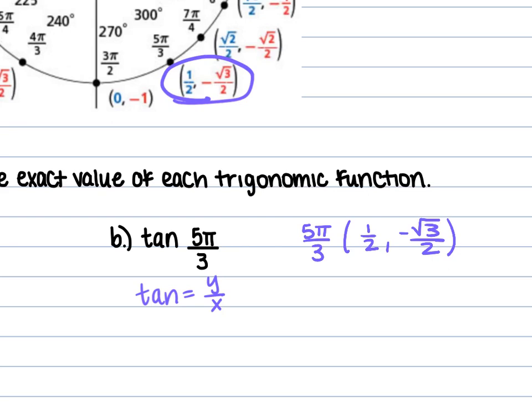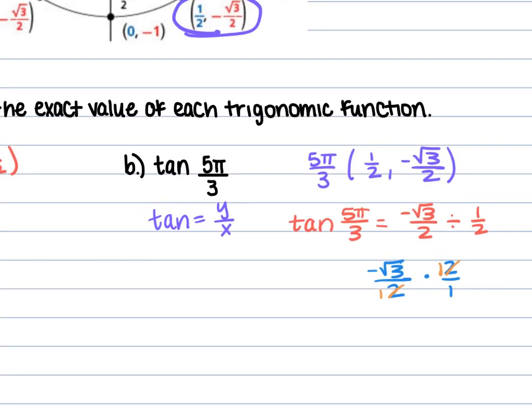So use that to find the tangent. Tangent is y divided by x, or y over x. So we're going to divide these two. So we're going to have tangent of 5 pi over 3 is equal to negative square root 3 over 2 divided by 1/2. Remember your rule for division with fractions. Keep, change, flip. So we're going to have negative square root 3 over 2 times 2 over 1. Those 2's simplify to be 1's, so it's just negative square root of 3 is equal to your tangent of 5 pi over 3.